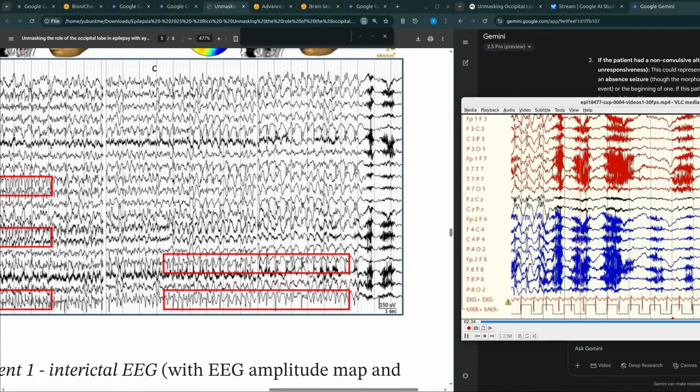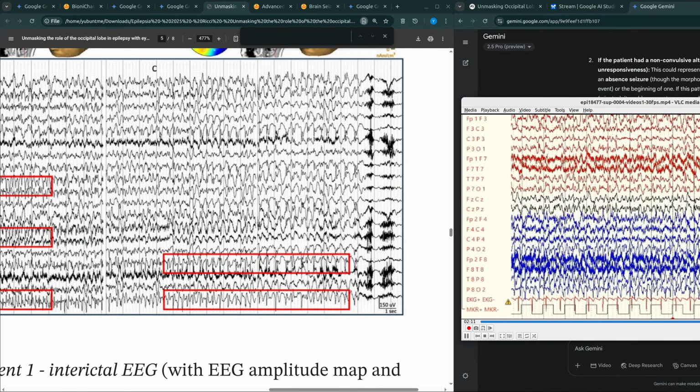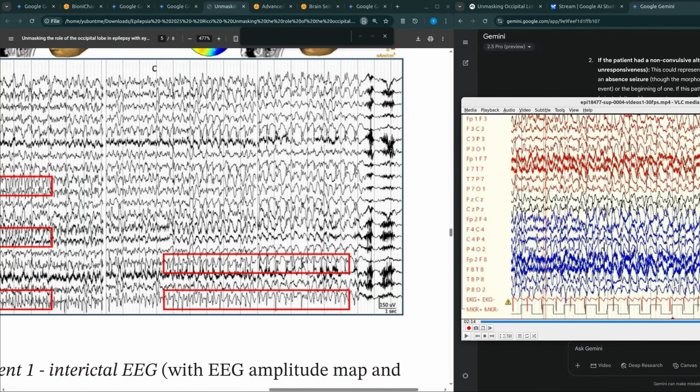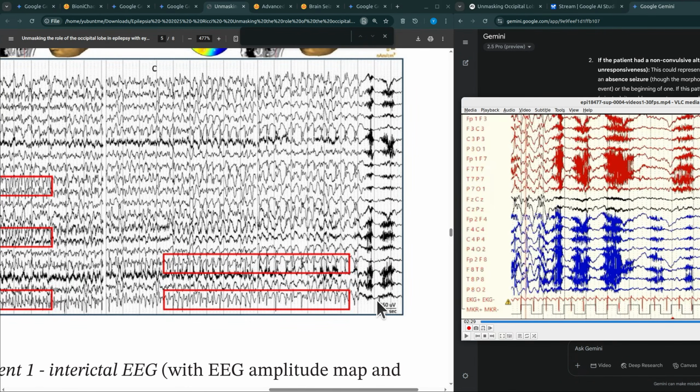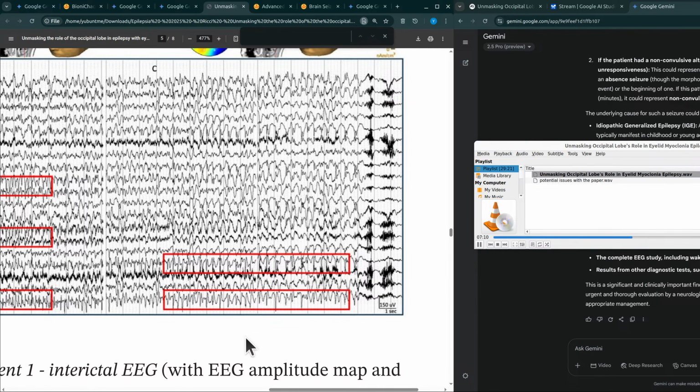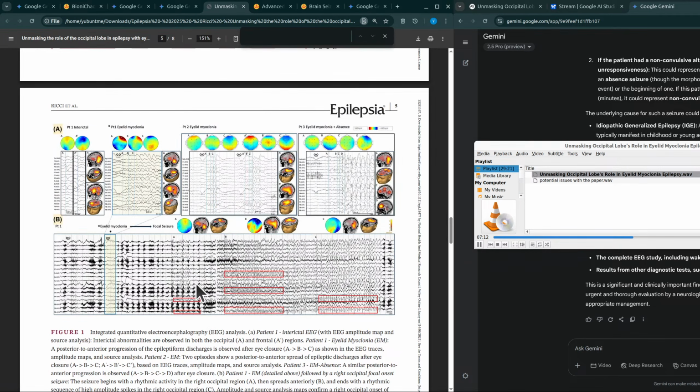Did this connect back to that key trigger for EEM, closing the eyes? Yes, and this is another really key piece of evidence linking the occipital lobe to the core EM thing. Eye closure, as we said, is the classic trigger for the eyelid myoclonia and the generalized discharges in EM. In this study, while all patients showed generalized discharges right after eye closure, a really significant number, 76% of them, showed a focal posterior discharge that consistently came just before the generalized activity on the EEG.